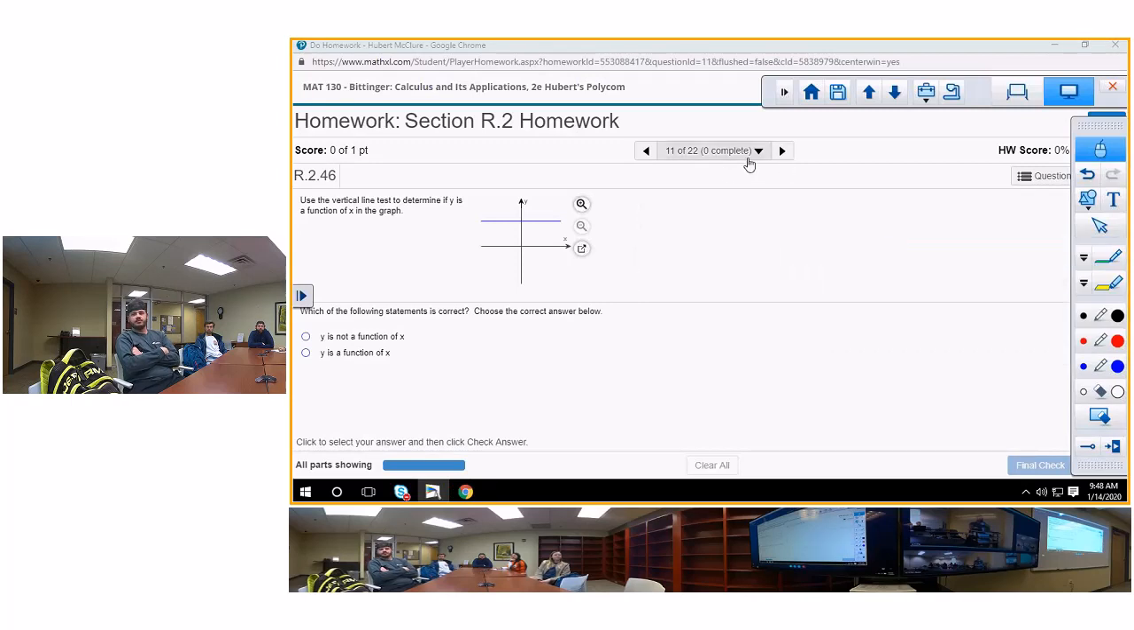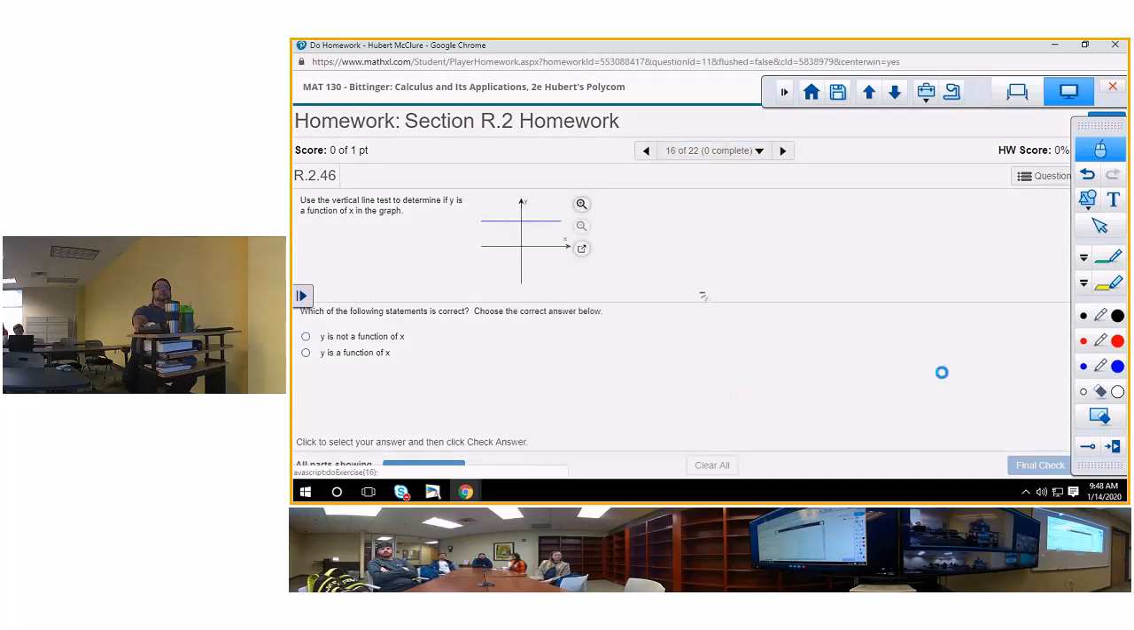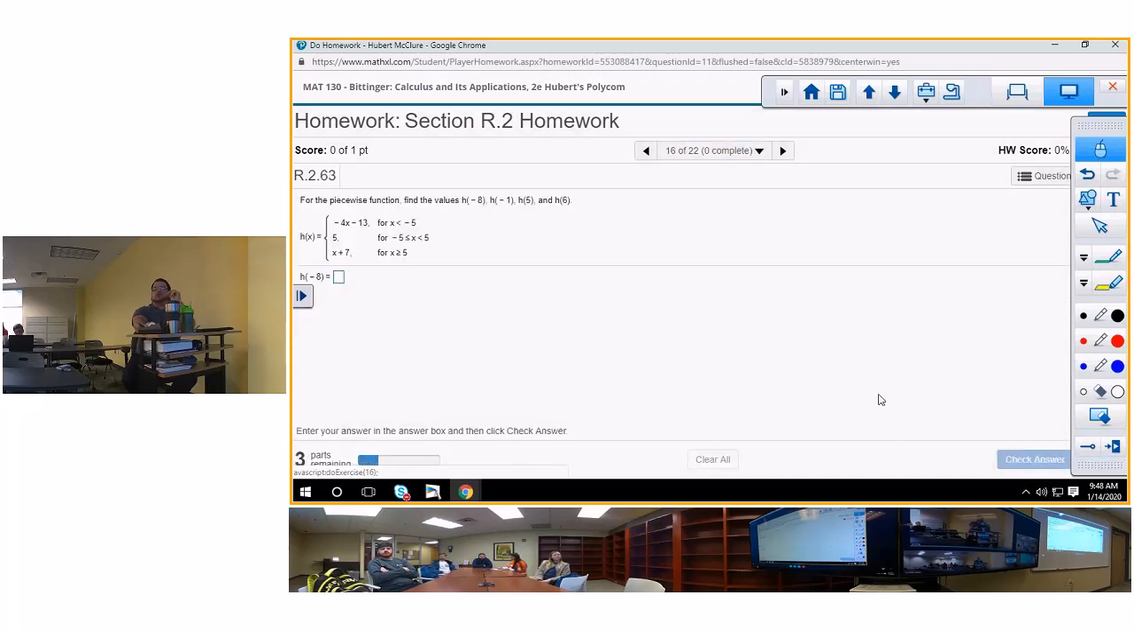Let's go back. That's 11. 16. Let's see what that one is. All right, piecewise function. Draw that piecewise function. If you have a piece of graph paper, go ahead and graph that function. If you don't, then you pretty much suck. I'll go ahead and copy it out.